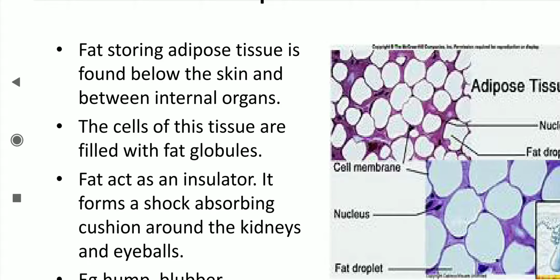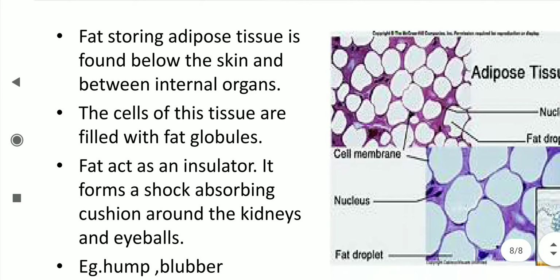This tissue is found below the skin and between the internal organs. What is their function? As I told you, below the skin and between internal organs. Below the skin, it acts as insulator, like you have heard in polar bear, seal. It is found below the skin, and what is the function there? It insulates the body. It does not allow the heat of the body to go out and the cold air to come in. Second, between two organs, it is also found, so it works as shock absorber.